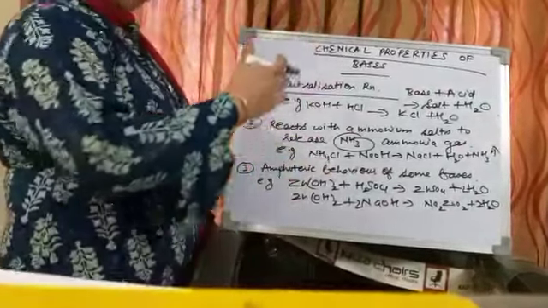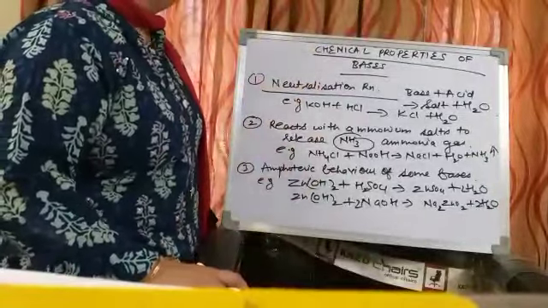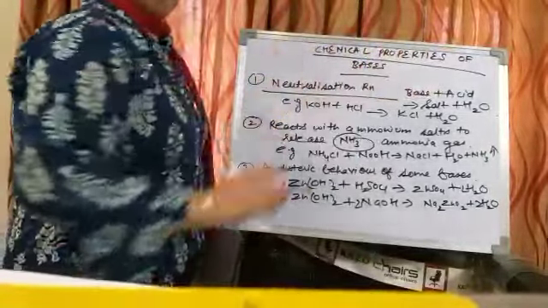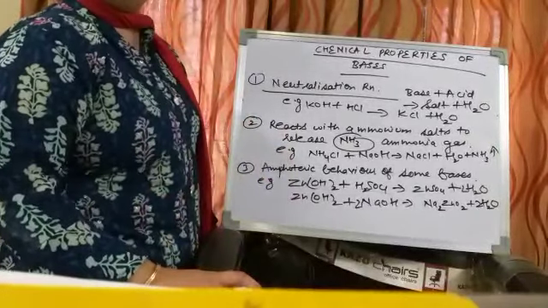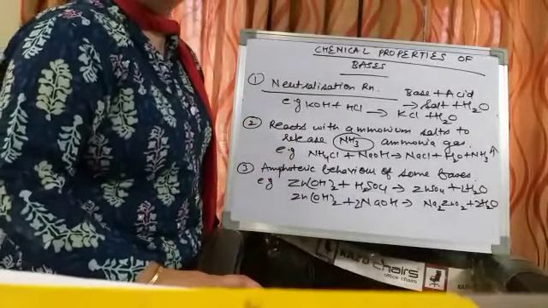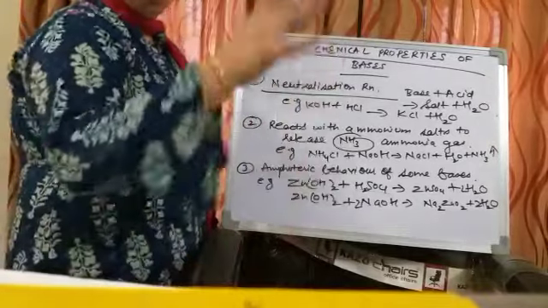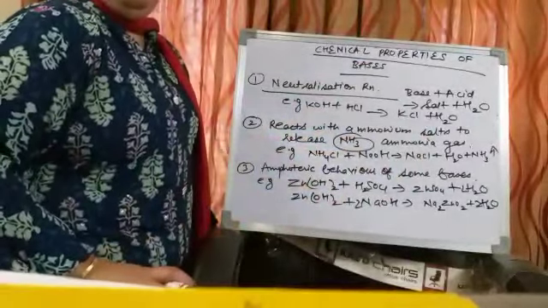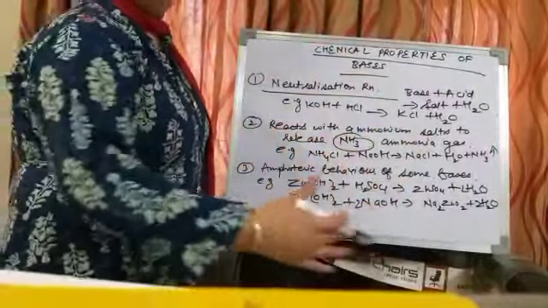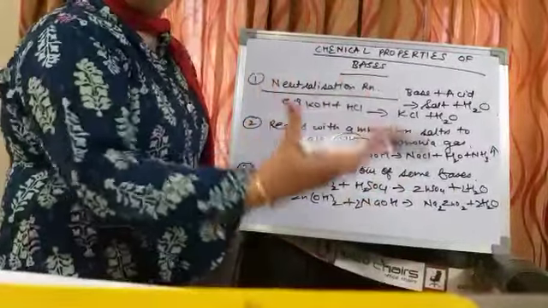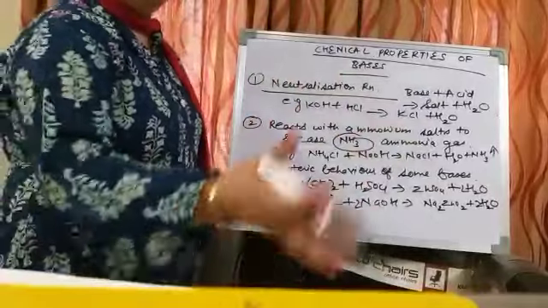Now let's come to the point that I am going to discuss: chemical properties of bases. Can you tell me the difference between physical and chemical properties, students? Yes. Physical properties are the properties which we can perceive, which we can see, like its solubility, whether the substance is soluble or not, what is its color, what is its melting point, boiling point, how does it look, how do we feel when we touch that substance, what is its taste.